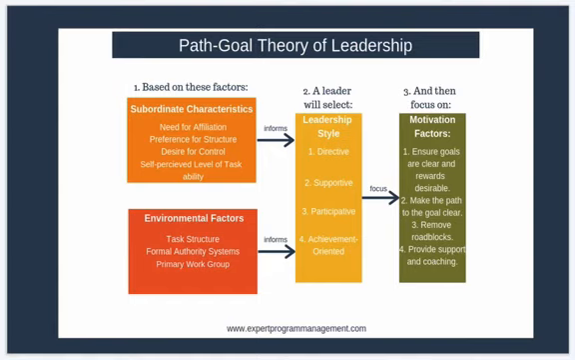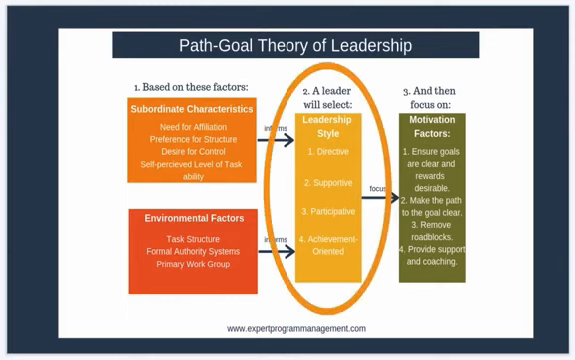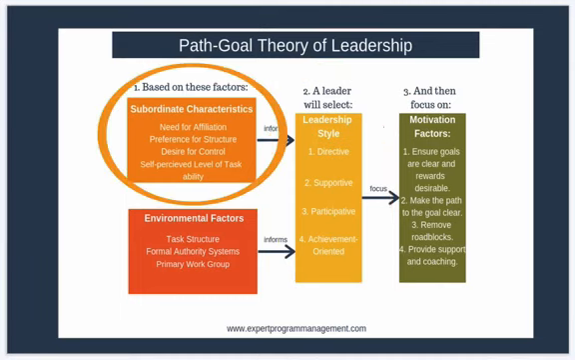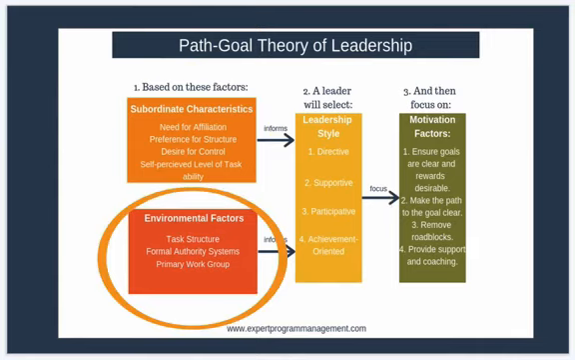Now, so far this all sounds very much like expectancy theory. So what's the difference? Well, the difference is that path-goal theory states not only that leaders should focus on these motivational factors, but that they should use a specific leadership style based on the situation they find themselves in. And you can see this here in the diagram. A leader will select a leadership style dependent on these two combinations of factors. Firstly, subordinate characteristics, and then secondly, the environmental factors.